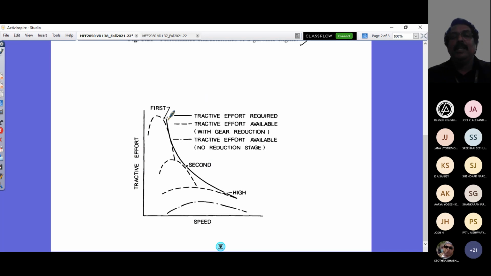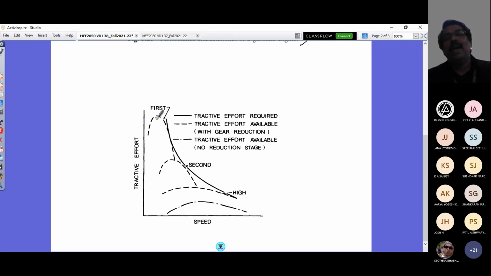And you see that it has to be hyperbolically varying. At low speeds I require higher torque, at high speeds I require lower tractive effort. So how can that be achieved? If I employ my engine, I would have my engine operating at different speeds like this.